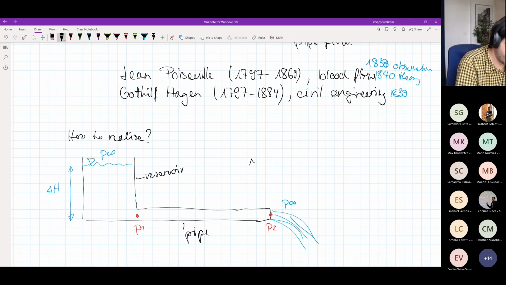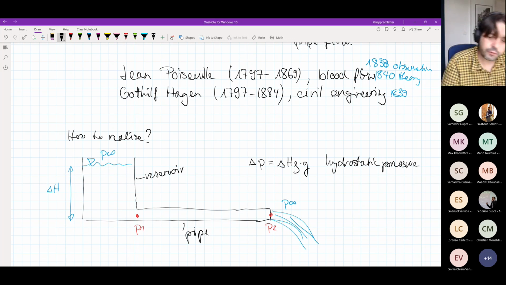And with this, we can then calculate the pressure difference that we have through the pipe. That would be the difference between P1 and P2, essentially. That would be the hydrostatic pressure that you have, delta H times rho times g. So that's the hydrostatic pressure of the height of this fluid column that we have in the reservoir.